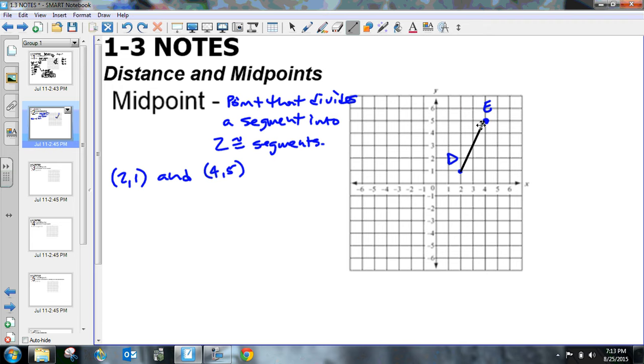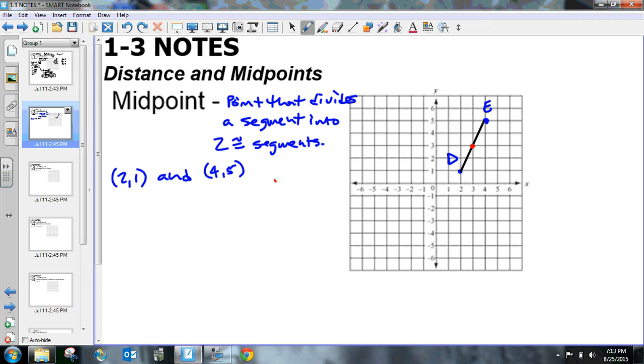But I'm not really concerned about necessarily the length of it. I'm concerned more about what point is in the middle. And you can just look and see, and if you use the concept of slope, you can go up 2 over 1, up 2 over 1. And this gives me the midpoint as well, okay? But I actually want to figure out this point.